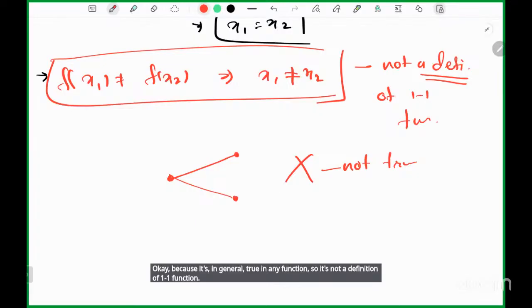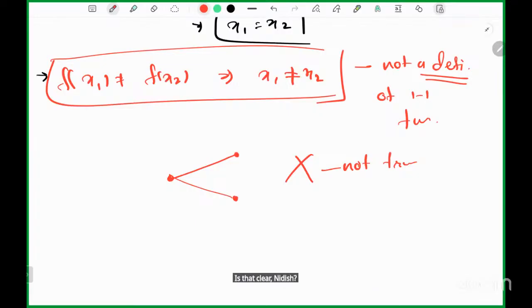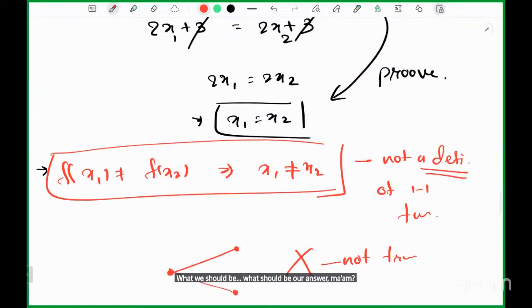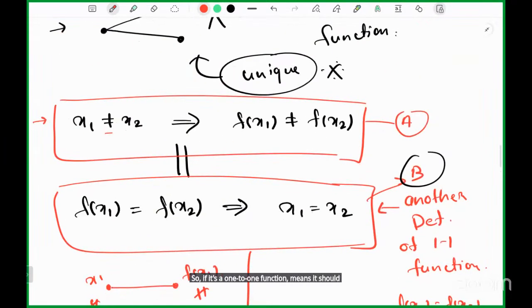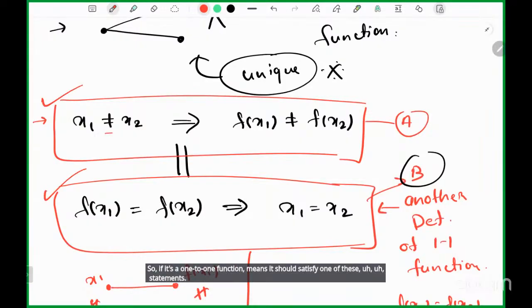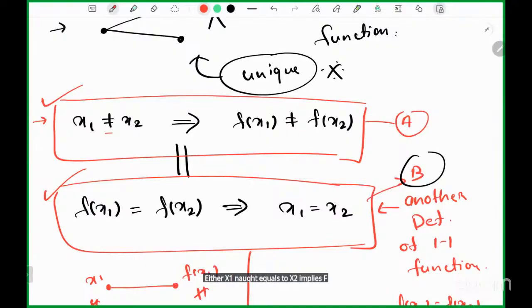Is that clear, Nidish? Yes, ma'am. If the question is asked, ma'am, whether the function is one-to-one, what should be our answer? So if it's a one-to-one function, it should satisfy one of these statements: either x1 not equals to x2 implies f of x1 not equals to f of x2, or f of x1 is equals to f of x2 will imply x1 equals to x2.